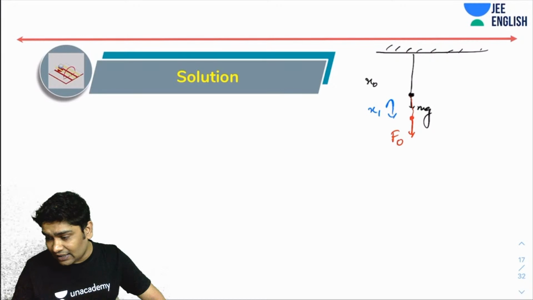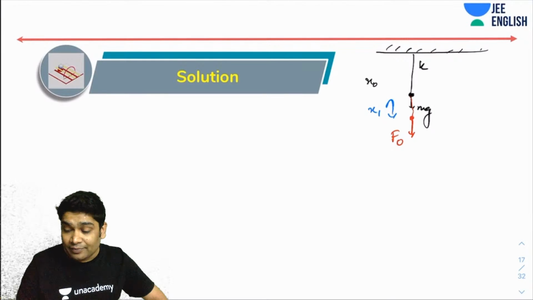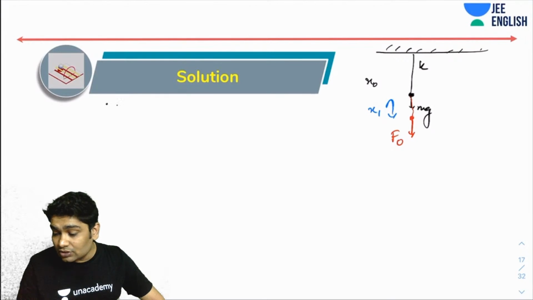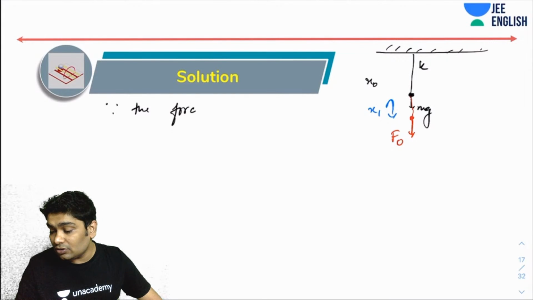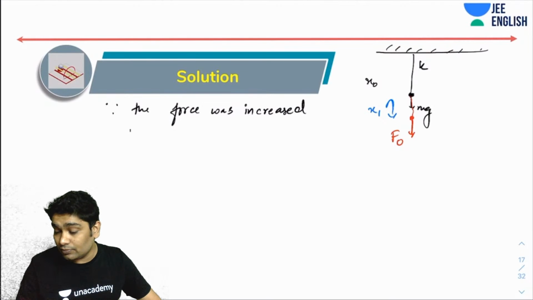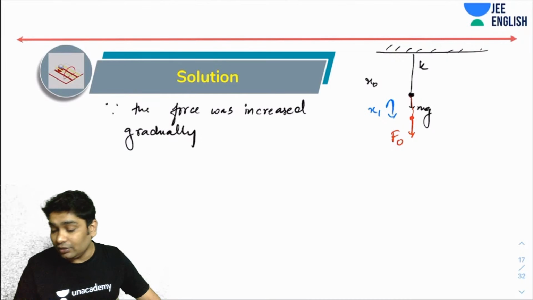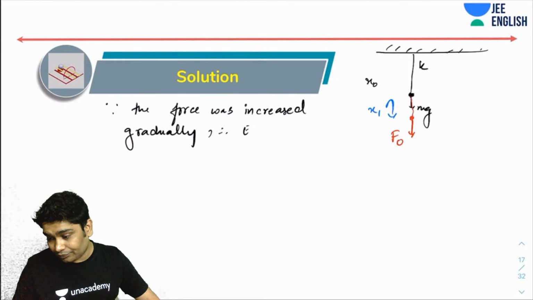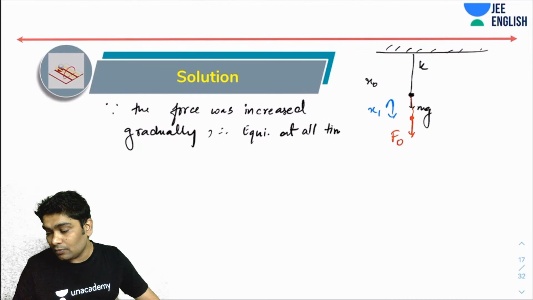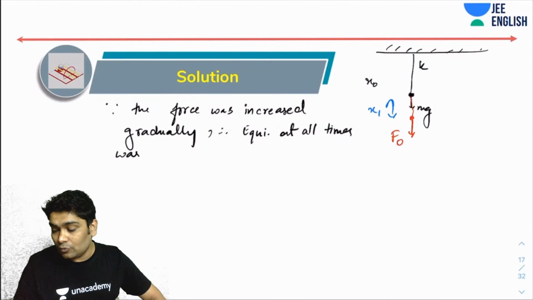And if this had a spring constant or elastic constant of k, then I can say, since the force was increased gradually, therefore equilibrium at all times was maintained. All right, I can conclude that.